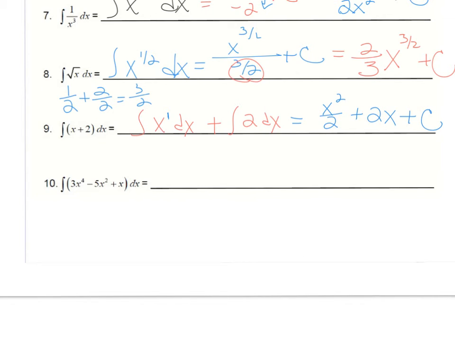So then for 10, I'm going to add 1 to my exponent over the new exponent. So each time this exponent gets added by 1, and then that same exponent becomes your denominator. This exponent of 2 gets added to 1 to get 3, and then that's the new denominator.